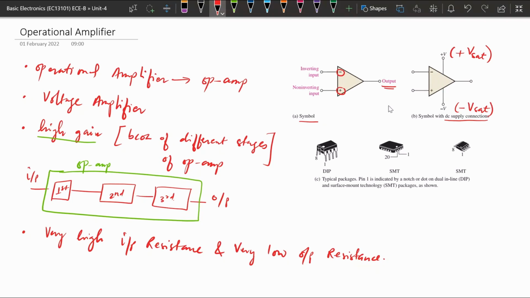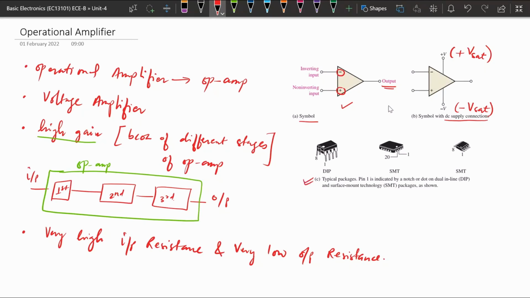So this is the basic of operational amplifiers, where this symbol is used most frequently, but internally it has two different biasings, one plus V and another minus V. The plus V is also called plus V set, and the other is called minus V set. And it is fabricated by different technologies.